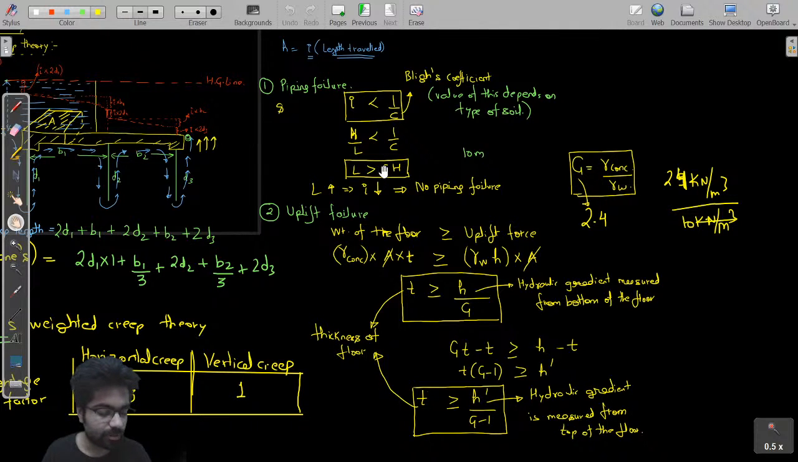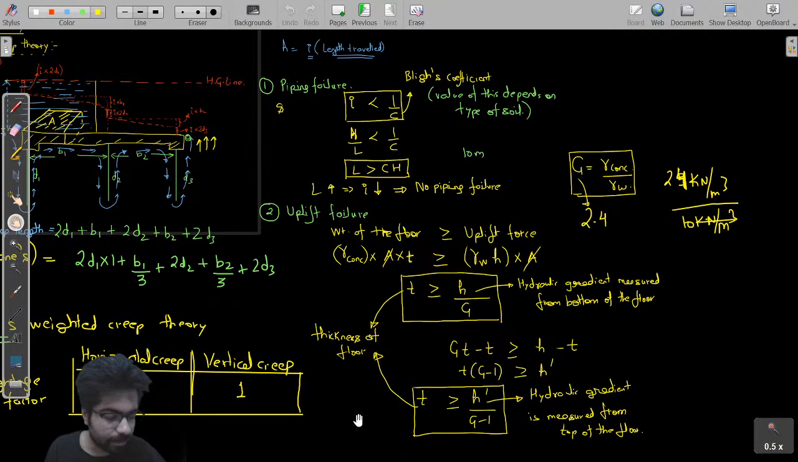C was your Blake's coefficient. It should be greater than that. And for uplift, what we discussed is that the weight of the floor should be more, such that it should be able to tackle the uplift pressure. Uplift pressure should be less and weight of the floor should be more. If the weight of the floor is more, then obviously your weir will not float.